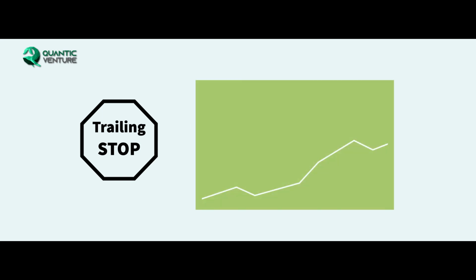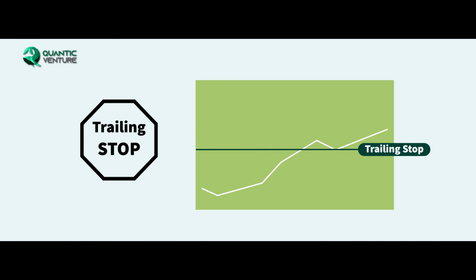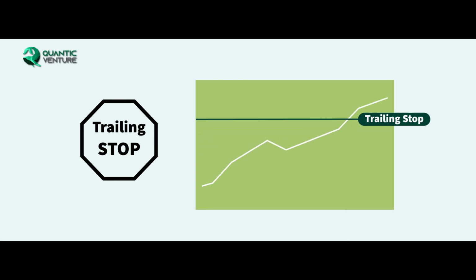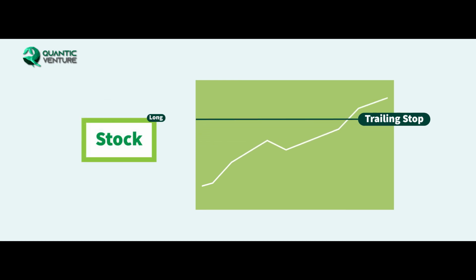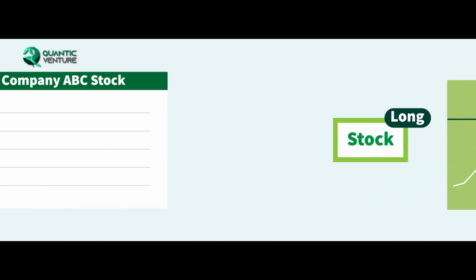Investors can also use a trailing stop order. With a trailing stop order, instead of setting a specific activation price, you set a trailing amount, a certain dollar amount or percentage away from the market price. On a long position, you would typically set a trailing stop below the market price in an attempt to lock in profits as the stock rises.